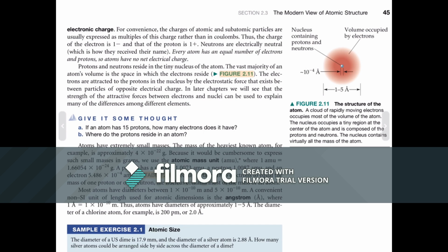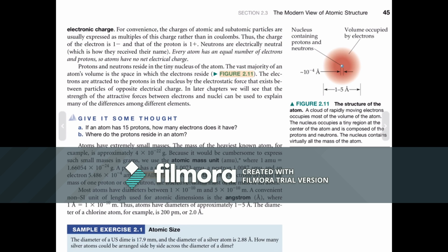Figure 2.11, the structure of the atom. A cloud of rapidly moving electrons occupies most of the volume of the atom. The nucleus occupies a tiny region at the center of the atom and is composed of the protons and neutrons. The nucleus contains virtually all the mass of the atom.